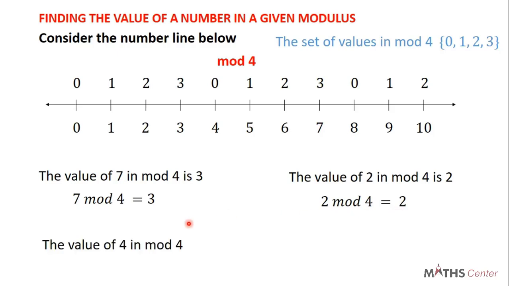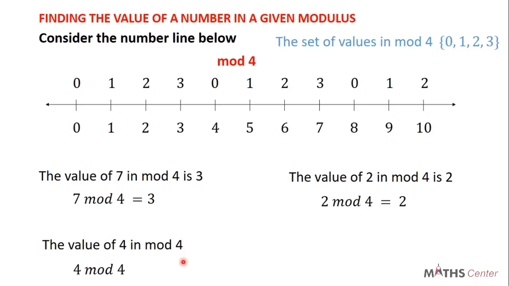Let's consider another example. We want to find the value of 4 in mode 4. The value of 4 in mode 4 is written as 4 mode 4. So for example, the value of 5 in mode 3 will be written as 5 mode 3. The value of 1 in mode 2 will be written as 1 mode 2. So anytime you write 4 mode 4, it means the value of 4 in mode 4.